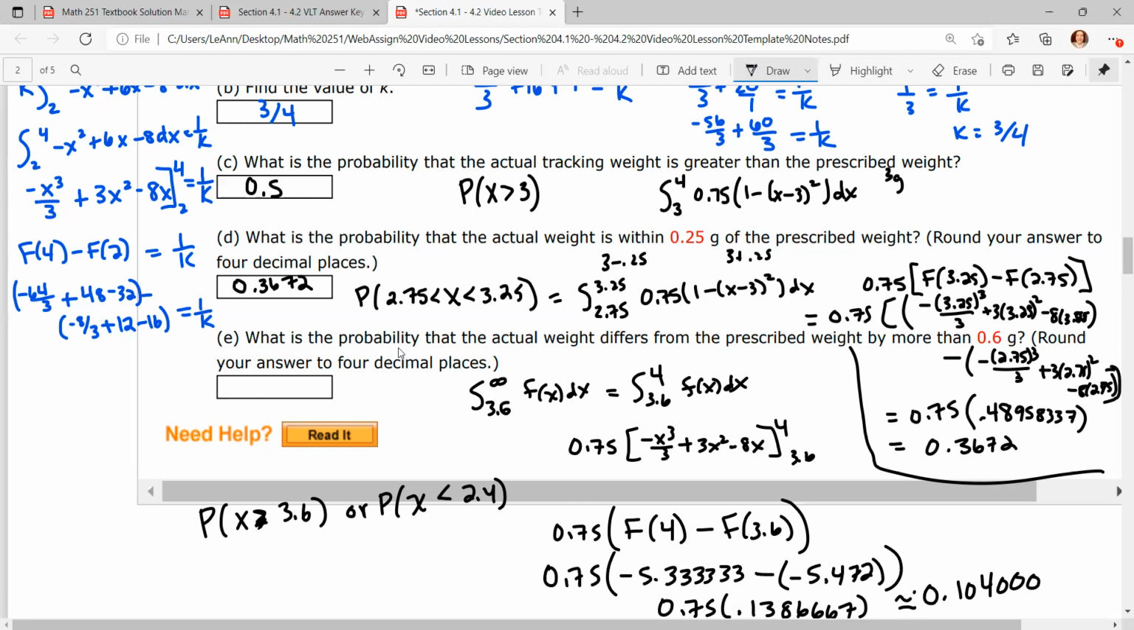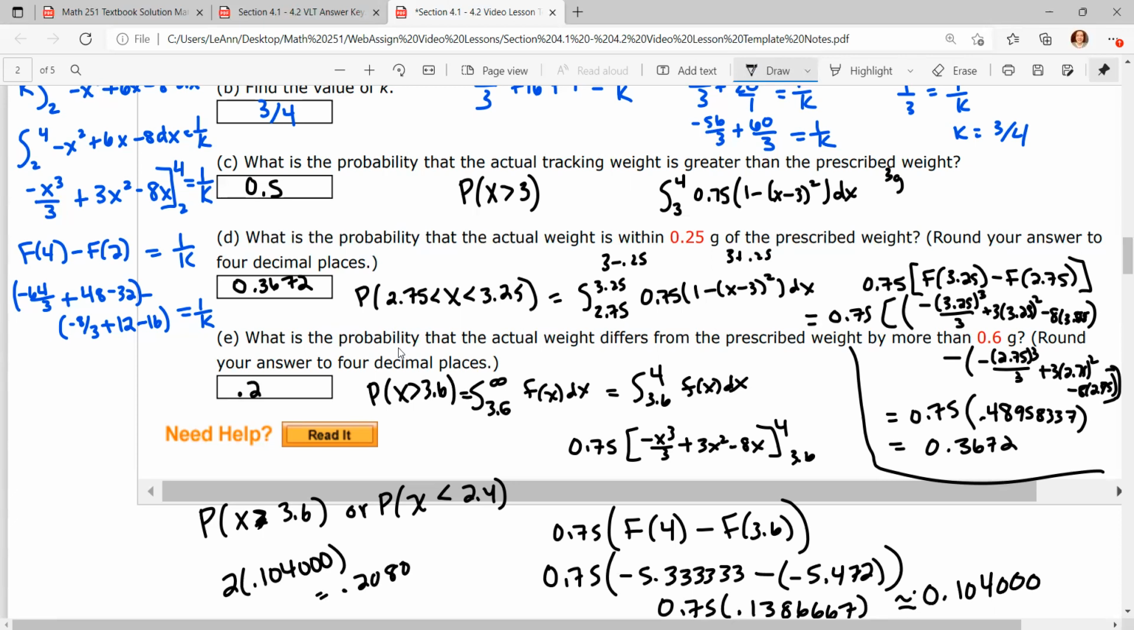Now that's only for the probability that X was greater than 3.6, okay? Because this is symmetric, this is going to be double that. So 2 times that area is 0.2080.